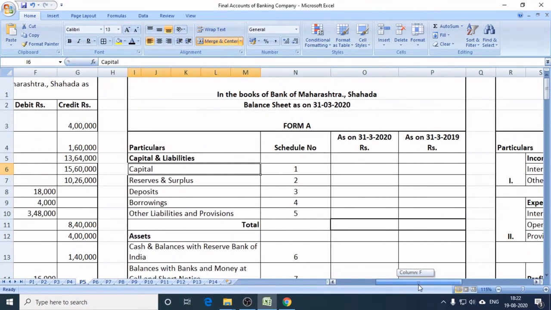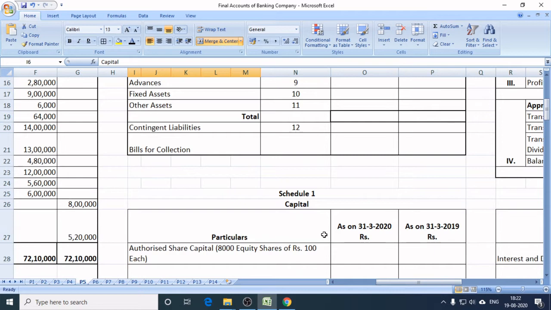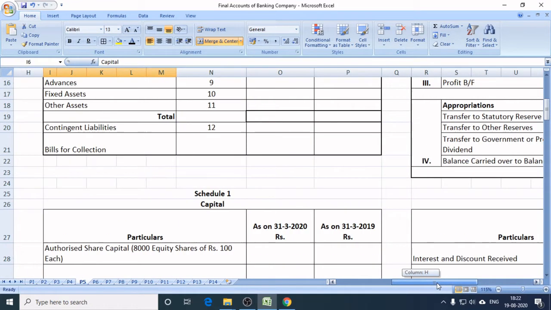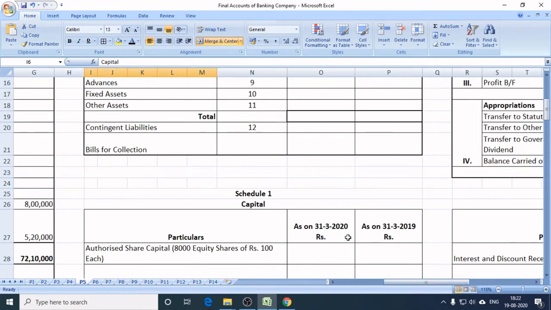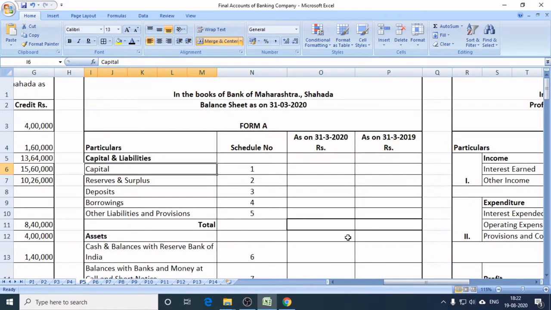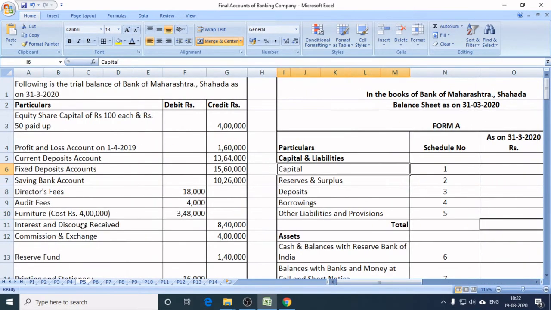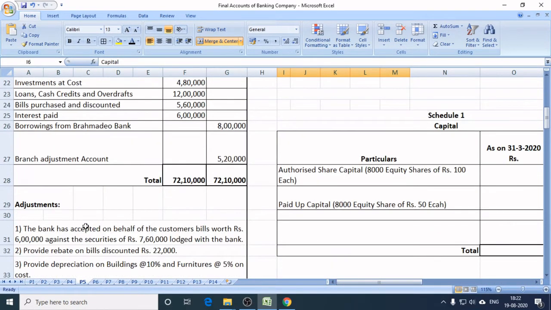The details we are going to mention in the schedules which are beneath Form A and Form B. Form A is the balance sheet, Form B is the profit loss account, and we will show the summary of these schedules in these forms. The liabilities and assets related summary will show in the balance sheet, and income and expenditure related summary will show in the profit loss account. So we will read the adjustments first.